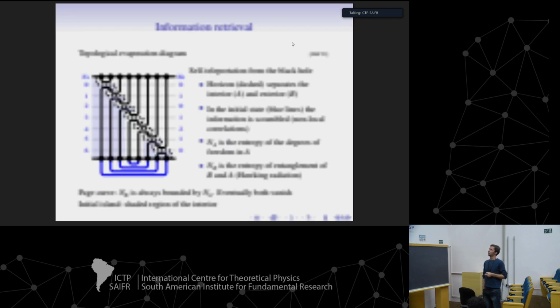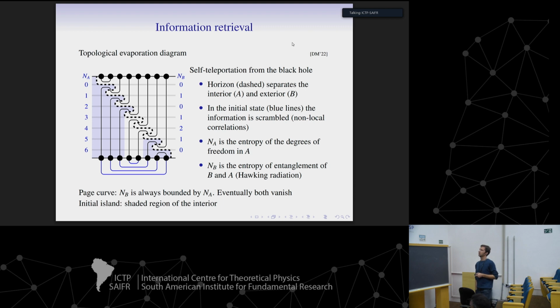All right, so here is the diagram of evaporation. In this case, we start with some certain state. These blue lines at the bottom represent some initial state for the interior of the black hole. We have to assume that this is some kind of scrambled state. Scrambling here is represented by the idea that all states which are close to the horizon, the dashed line, are entangled with some other states which are deep in the interior.